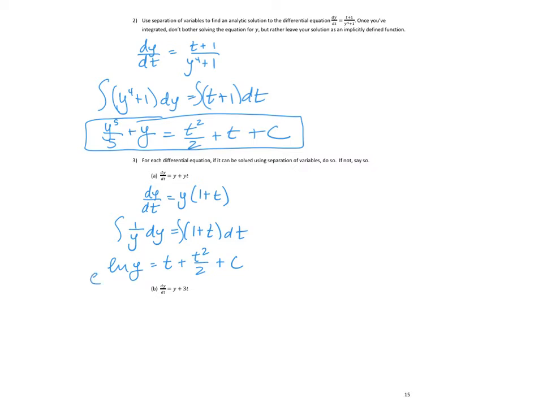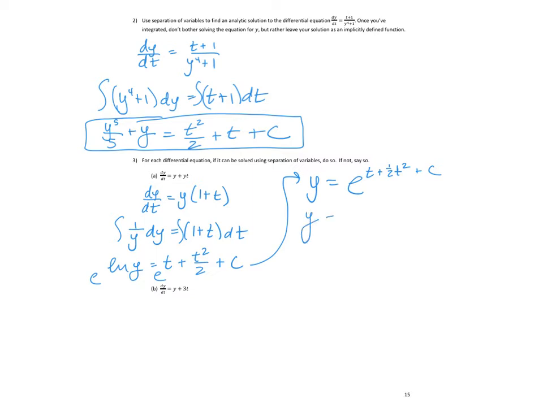And then we raise e to both sides to solve for y. So y equals e to the t plus 1/2 t squared plus c.